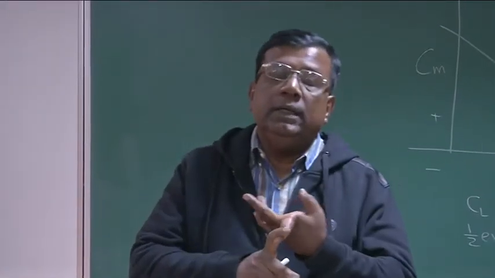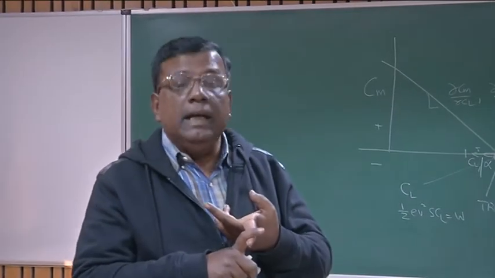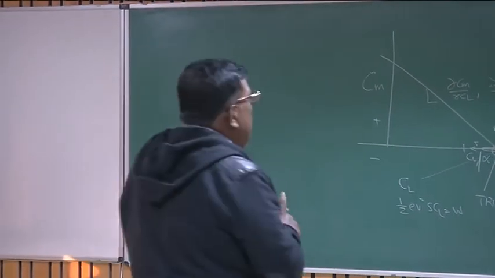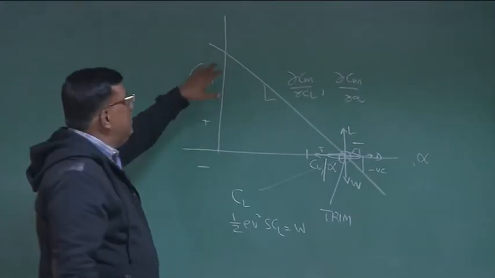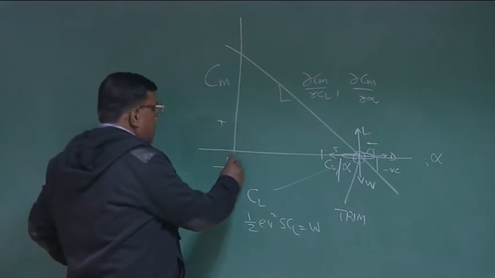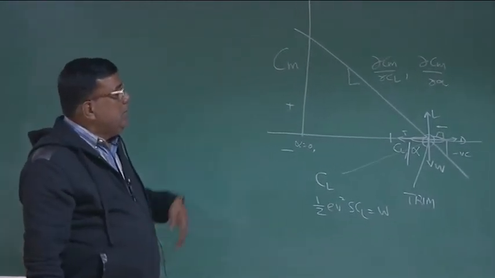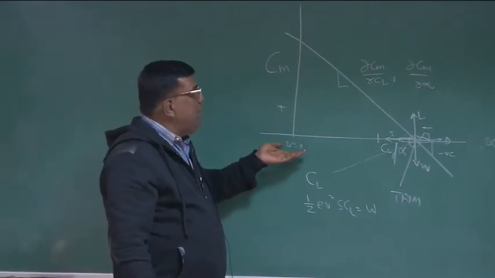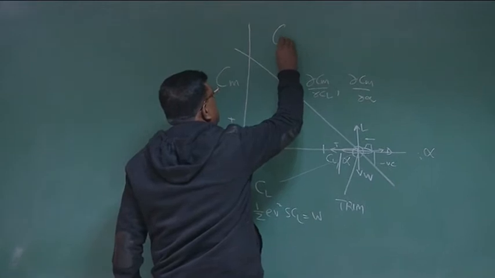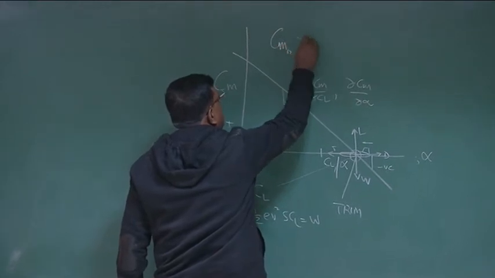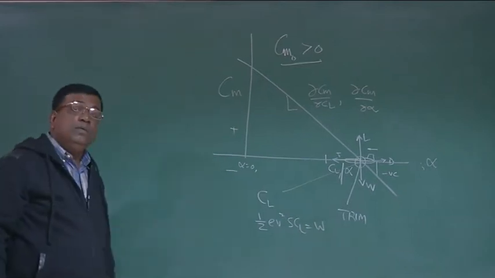So two things: one is dCm by dCl should be negative, or dCm by d alpha should be negative, and to trim at positive angle of attack, generally you should ensure that Cm at alpha equal to 0, or Cm at Cl equal to 0, since I am more discussing with alpha, Cm at alpha equal to 0, which is denoted as Cm naught, should be positive. Generally, that is the configuration with which you want to fly.